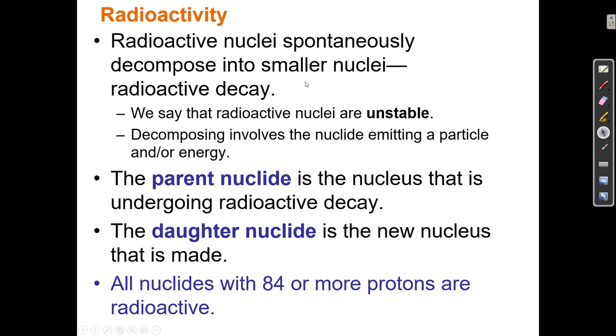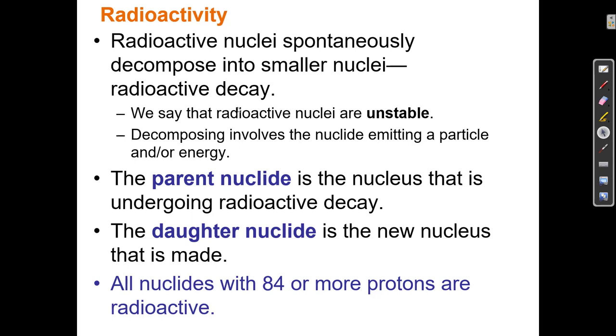Radioactive nuclei spontaneously decompose into smaller nuclei because they're unstable. When I have an unstable nucleus, which is caused by the wrong number of protons and neutrons, the way that it becomes more stable is to spontaneously decompose into smaller nuclei. We call that radioactive decay. When a radioactive nucleus undergoes radioactive decay, it will become stable.